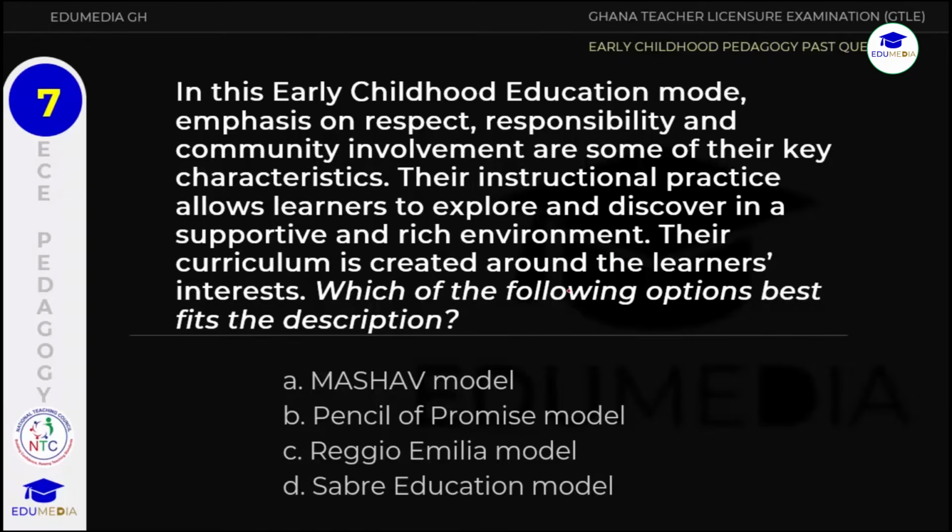So for this question, you have some keywords that you need to look out for: respect, responsibility, community involvement. Correct answer here is C, Reggio Emilia model. This is the same model that originates from Italy, and it takes into consideration respect, responsibility, and community involvement of the child.